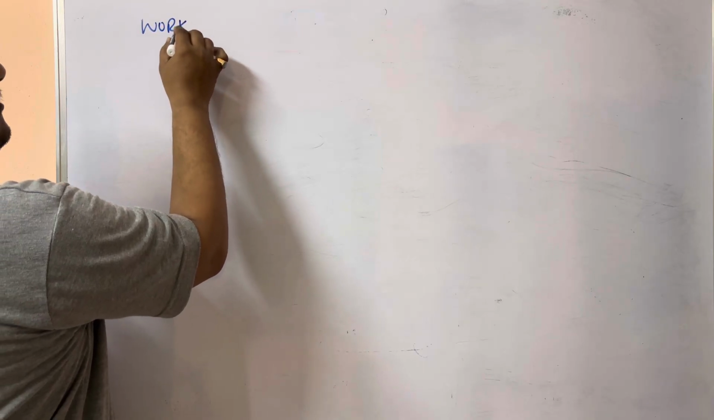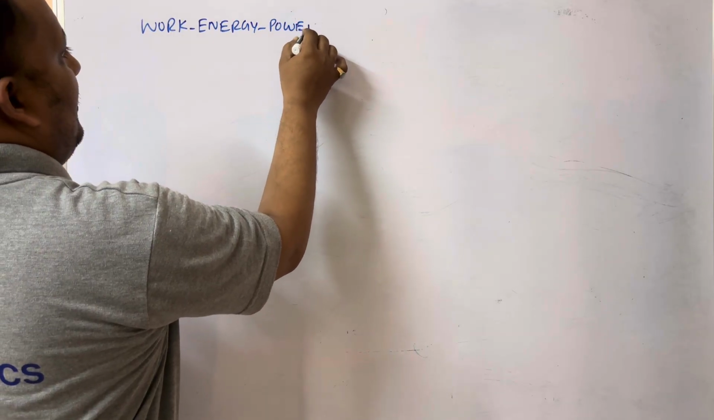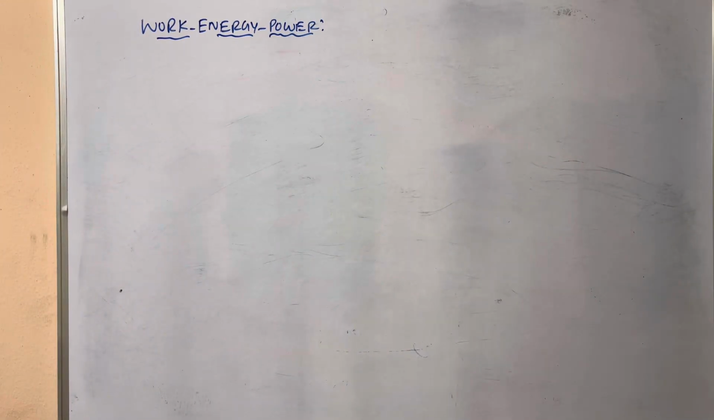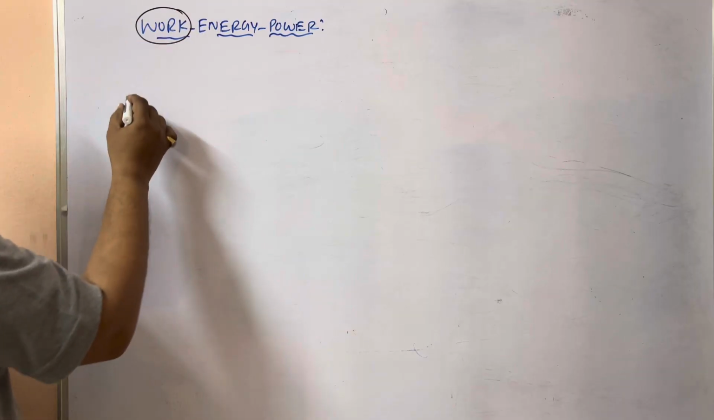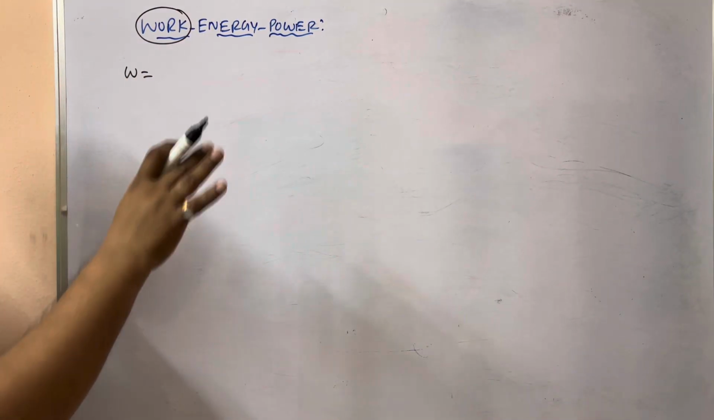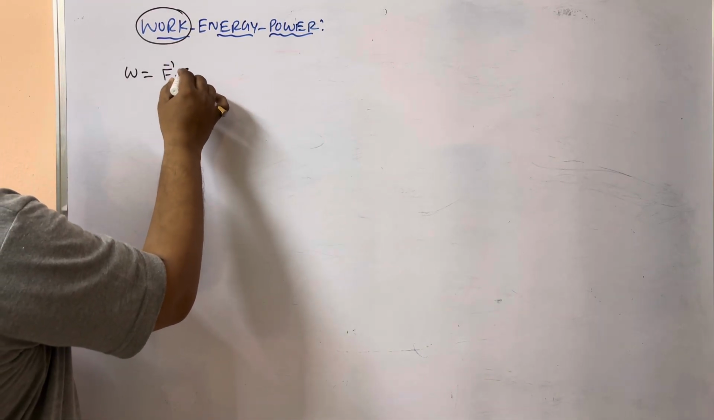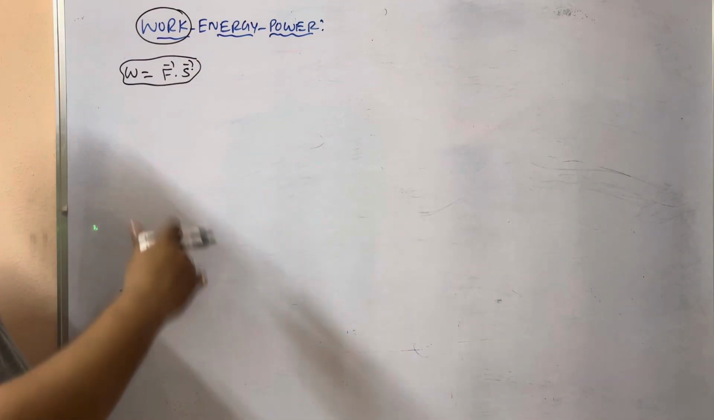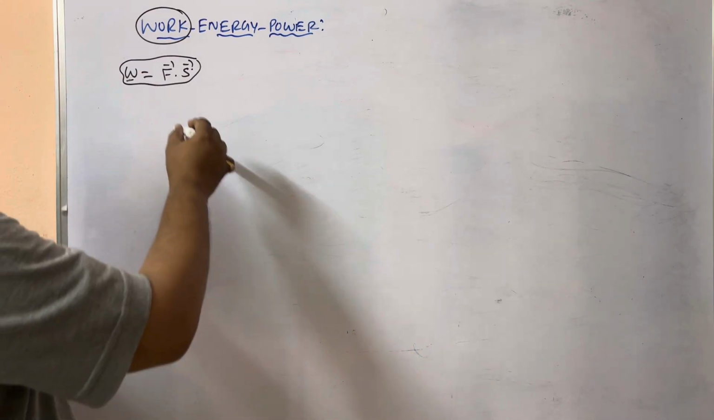In this class onwards, we will discuss work, energy and power. Mainly, first we will discuss work. When can we say work is said to be done? Work is always done by some amount of force. When force is applied on an object, the object should get some amount of displacement. Then we can say some amount of work is done.